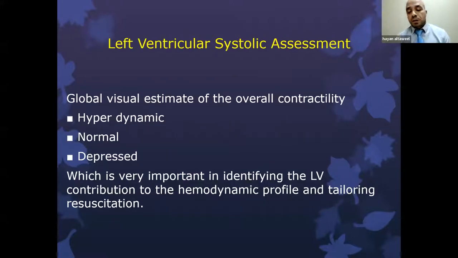We'll start with the first one, which is left ventricle systolic assessment. As intensivists, we are not going to speak about complicated ways to assess the left ventricle function. We need something simple for intensivists to perform and to get benefit from. So we'll go to the global visual estimate of overall contractility, to answer a simple question: is this heart hyperdynamic, normal, or depressed? And this answer will be very important in identifying the left ventricle contribution to the hemodynamic profile and tailoring the resuscitation.